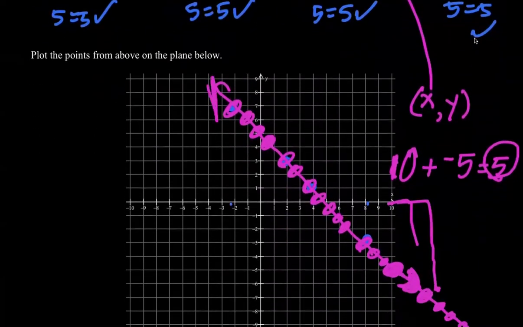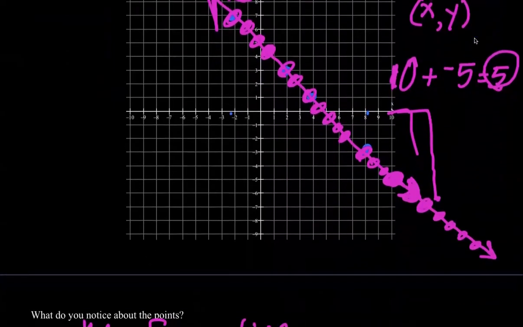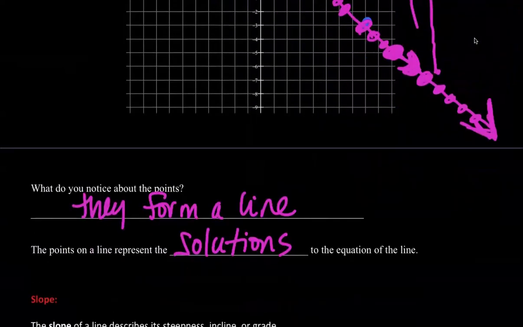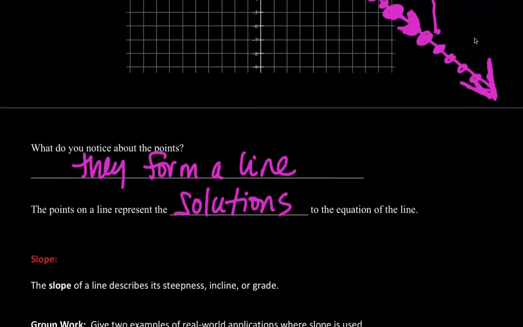So when we draw these arrows at the end of the line, that's very important because that suggests visually that both ends of this line keep going forever and ever. There are infinitely many solutions to the equation of that line or any line.